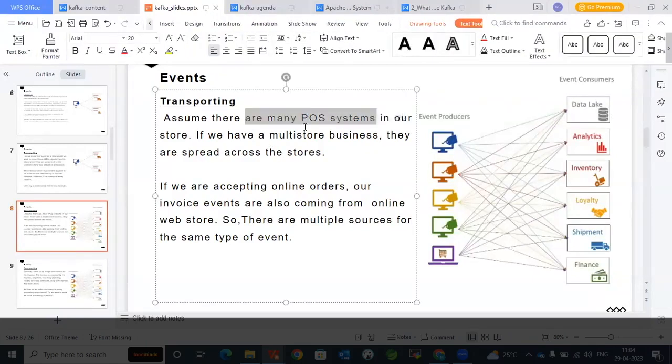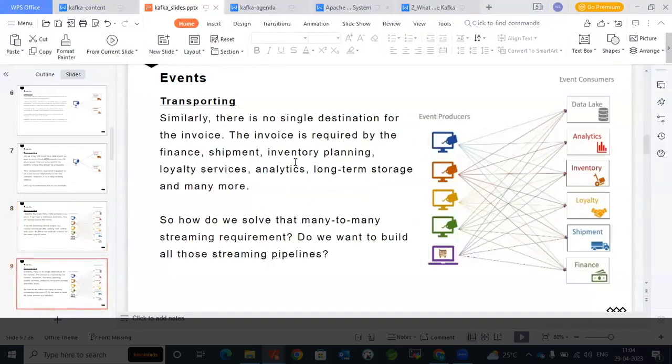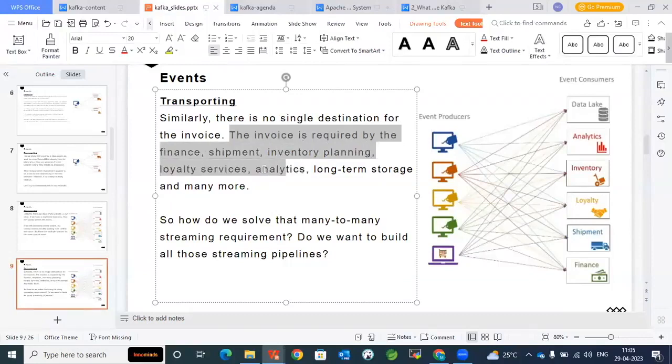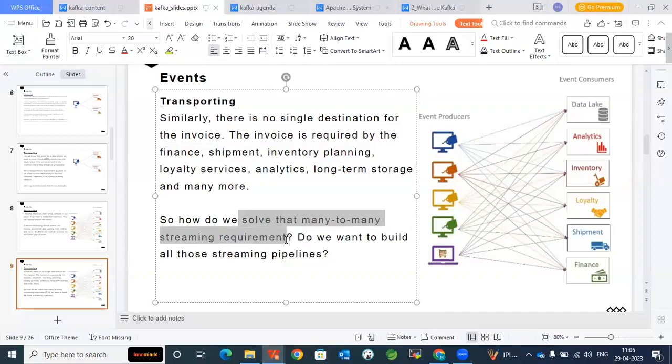So assume there are many POS systems in our store. If we have a multi-store business, they are spread across the stores. And if we are accepting online orders, then from online also we'll get invoices. Now, if you can see here, there is no single destination. There are many destinations where the POS machines have to send the invoice copy. Not only inventory, not only loyalty, not only shipment. The invoice is required by finance, shipment, inventory, planning, loyalty, analytics, data lake for long-term storage, and many more systems.